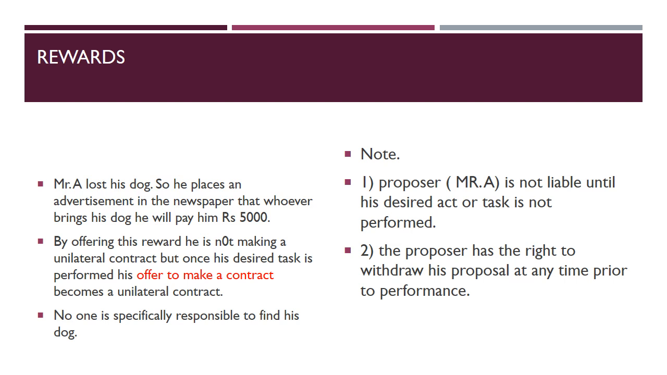There are two other notes. See, the proposer, in this case Mr. A, is not liable until his desired act or task is performed. So he doesn't have to make a payment until the task is done. And second, the proposer, Mr. A, has the right to withdraw his proposal at any time prior to performance. He can take back the advertisement, but only before someone brings the dog. After that he is bound, because there comes a unilateral contract. So before someone finds the dog, he can withdraw his offer.